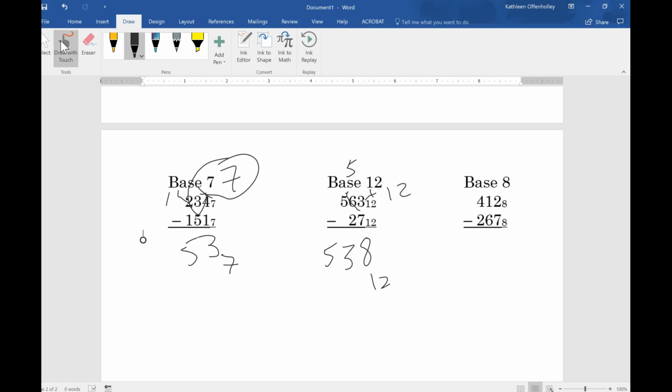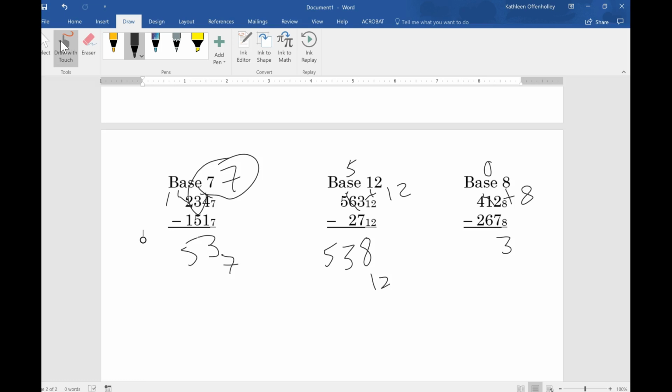And finally, let's try the base 8 one here. So 2 minus 7 I can't do as is. I'm going to need to take one of these rods. Now there are 0 rods there, and that adds 8 little units to my ones place. So now I have 2 plus 8, which is 10. 10 minus 7 is 3.